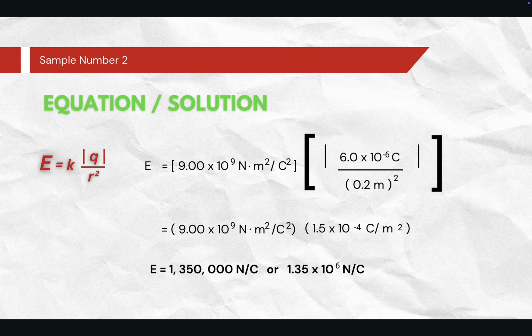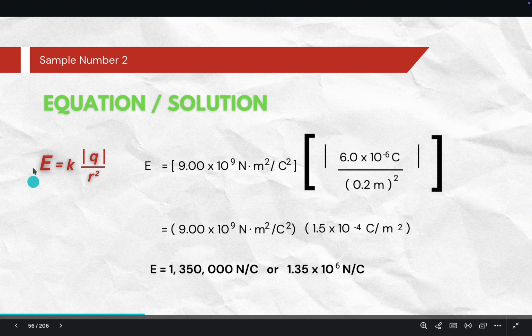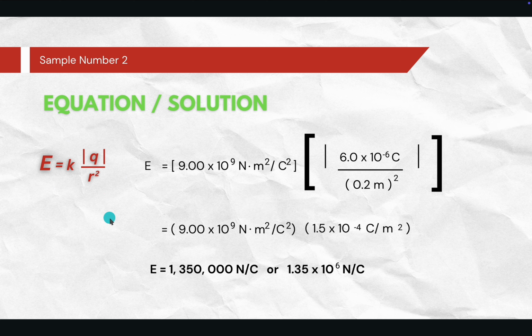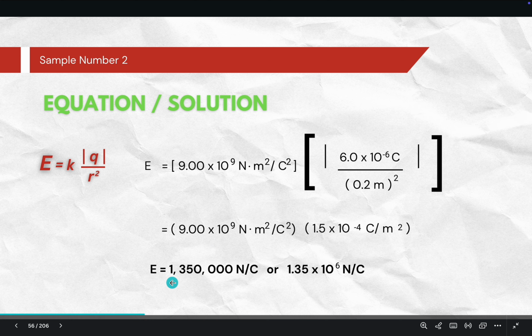Equation and solution. This is the equation we'll use again, the one in red on the left side. We substitute, and again the bar comes first. The answer is 1.5 times 10 raised to negative 4 C over m squared. We multiply by the Coulomb constant. It becomes 1,350,000 N over C, or 1.35 times 10 raised to 6 N over C.